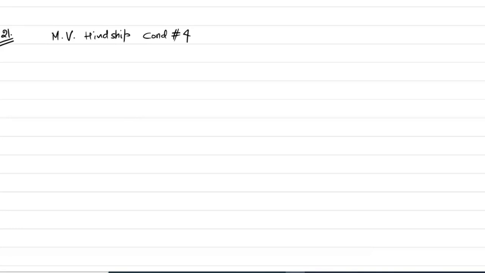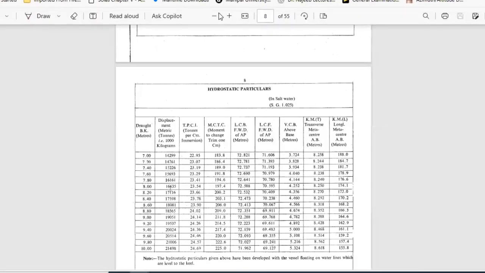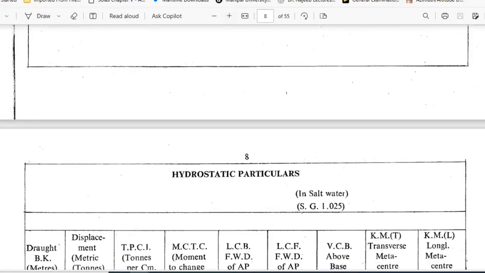Okay. So what is this exactly? MV Hindship condition number 4. Yes, so we'll come to the first condition number 4. By the way, to help the mariner, the stability booklet is having some solved examples and some ideal conditions.